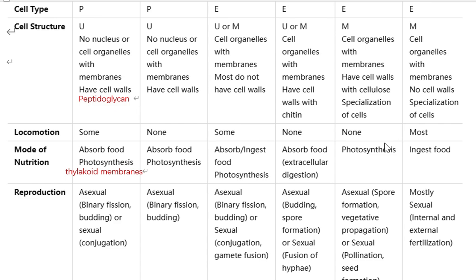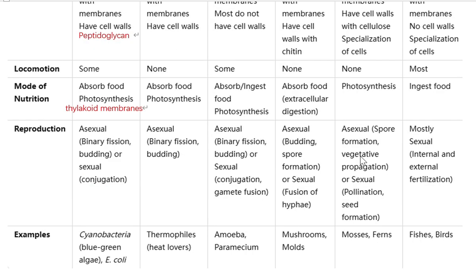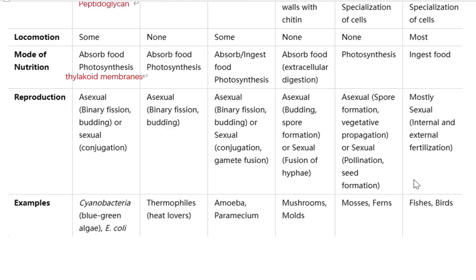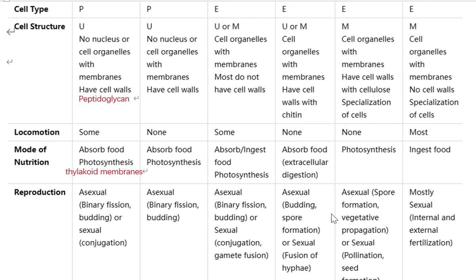All of the plants are able to perform photosynthesis because they contain chloroplasts in their cells. In terms of reproduction of plants, they can reproduce either asexually or sexually. Again, we're going to be talking about that part in one of our future lessons. And the examples of plants can be mosses, ferns, or any types of flowers.